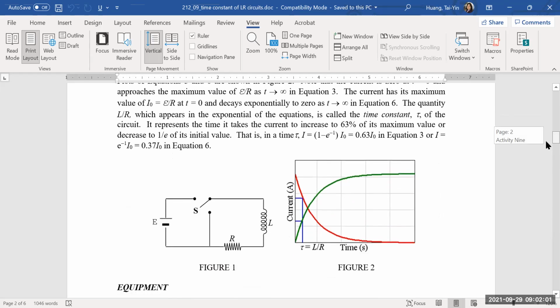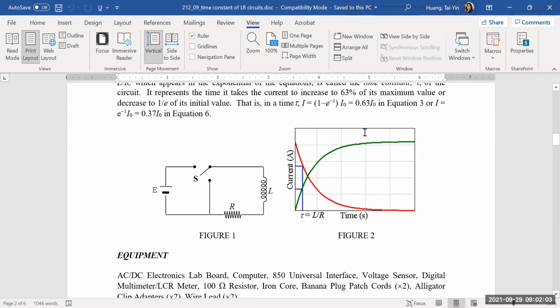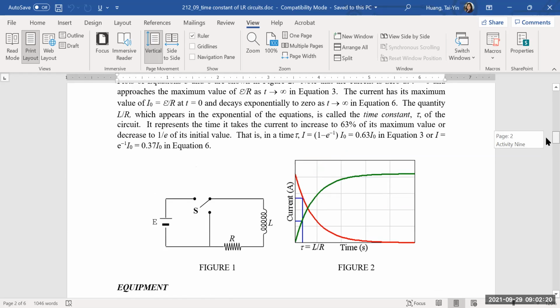Anyway, all right. So when we look at this, you can see that the current is a function of time. This is for the rise of the current, and this is for the decay of the current, and we can actually characterize the time that it takes for the current to reach a maximum or decrease to 0, and that quantity is what we call the time constant.